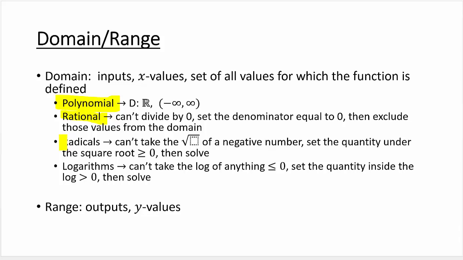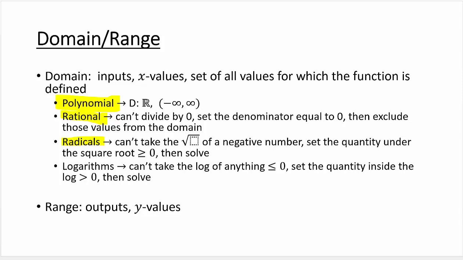Radicals are problems that have a square root or cube root in them. As we're finding the domain for those types of problems, what we need to remember is that we can't take the square root of a negative number. So whatever we have underneath our square root symbol, we have to set that greater than or equal to 0 and then solve that inequality to find our domain.